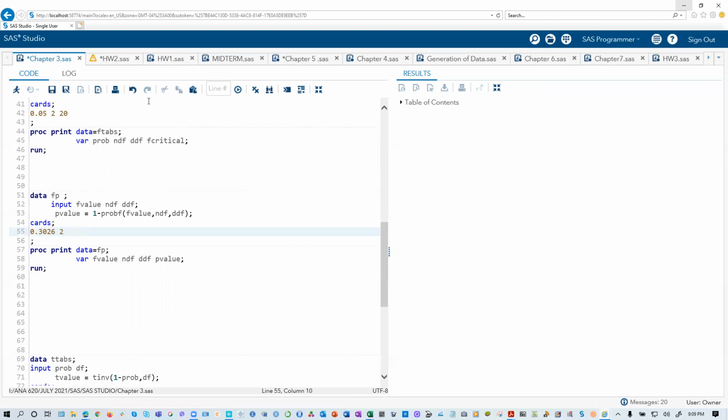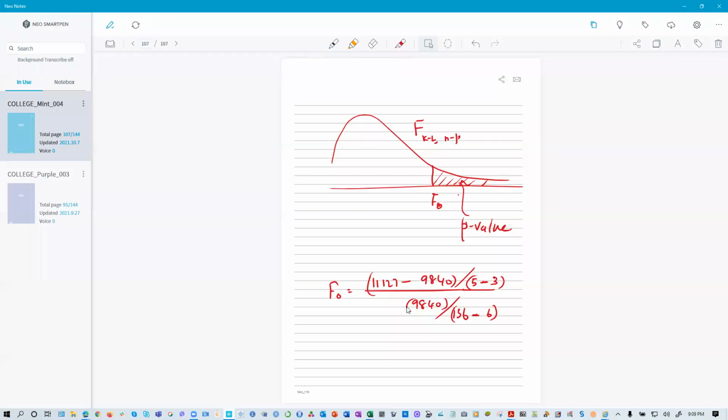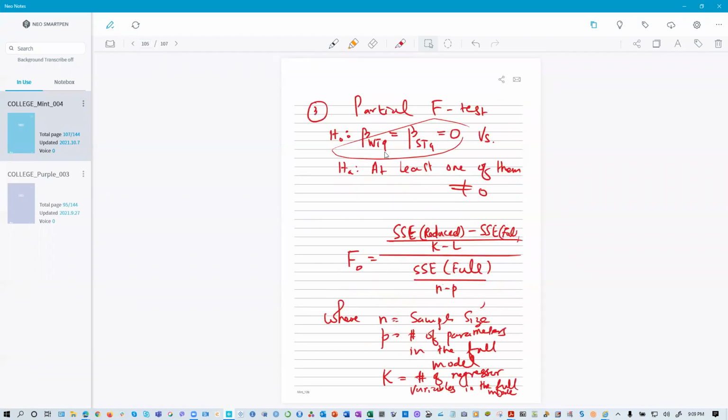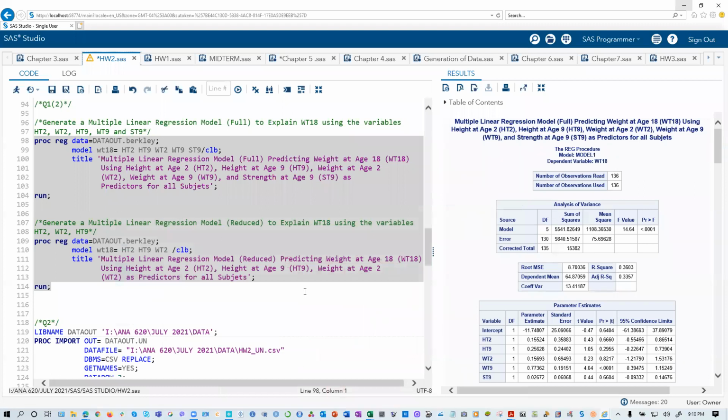This one, I'm going to keep what we had earlier. So we know how to calculate that one. And get the p-value and make the conclusion, whether these two, weight at age 9 and strength, both together are important in explaining the variation in the weight at age 18. Okay, so those things we can do, 3 tests we can do, but we don't ask that one in the test.